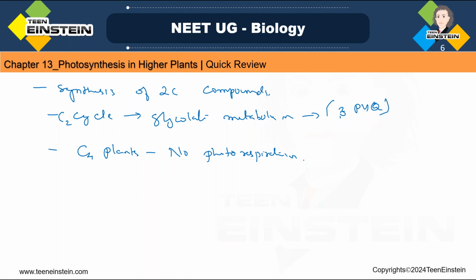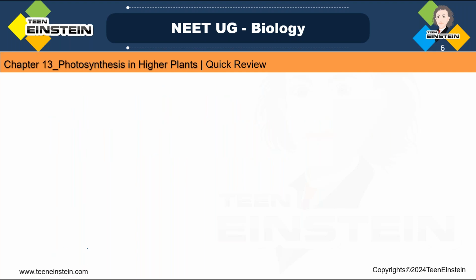The productivity and the yield in these plants are better than those in the C3 plants. Okay, since C4 plants don't have the process of photorespiration, their productivity and yield is better than those of C3 plants. So C4 plants show better yield and productivity because they don't have photorespiration. Okay, and the next topic, the final topic of this chapter, is factors which are affecting photosynthesis. There are several internal and external factors affecting photosynthesis.